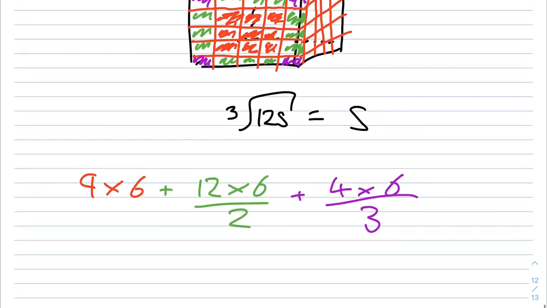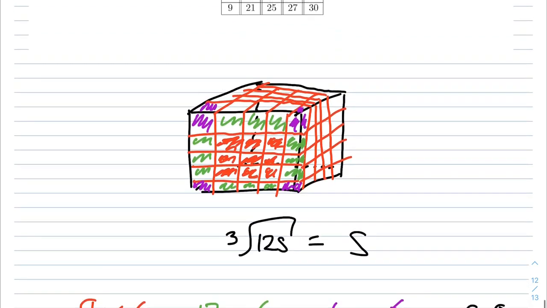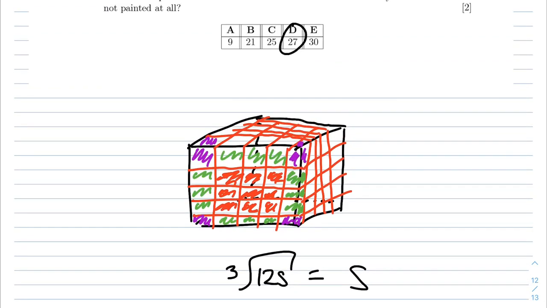And if we follow all that through, we get 98. And now, to find the total number that aren't painted, what we've got here, 98, is the total number that have any amount of paint on. We have to take 125, the total number of cubes, and subtract the painted ones, and we find that there are 27 completely unpainted cubes, which is answer D.